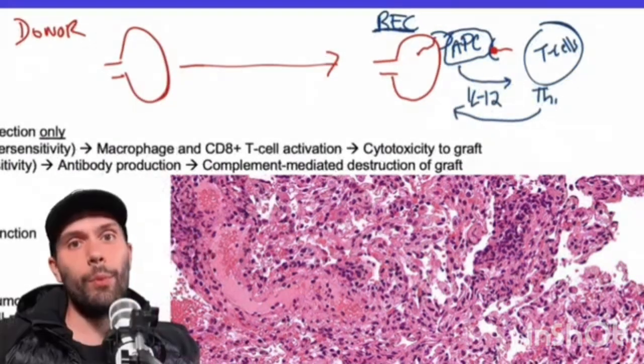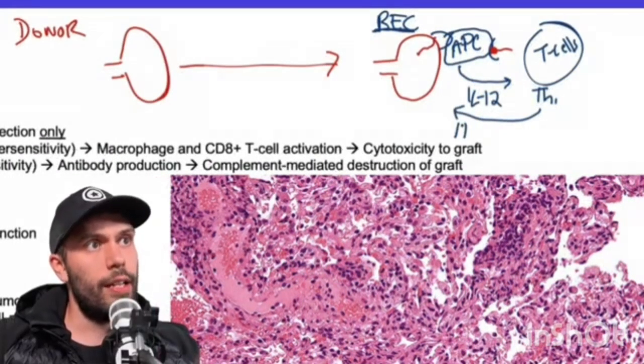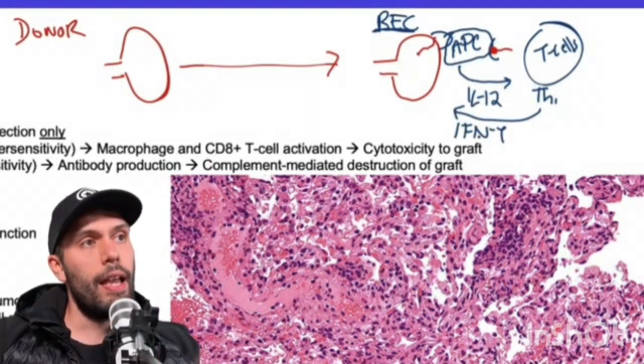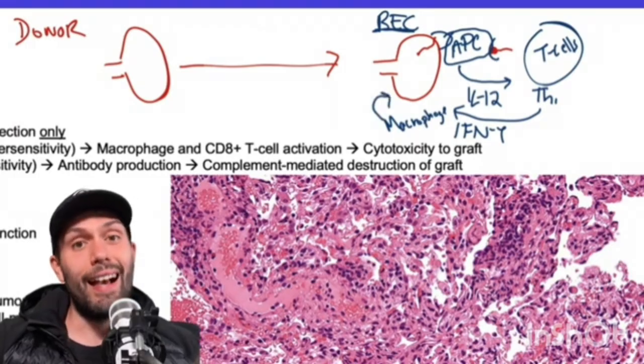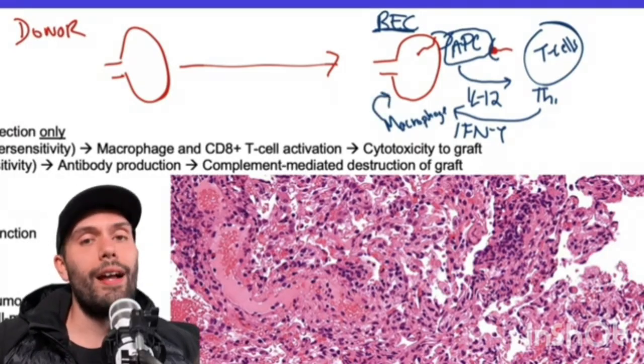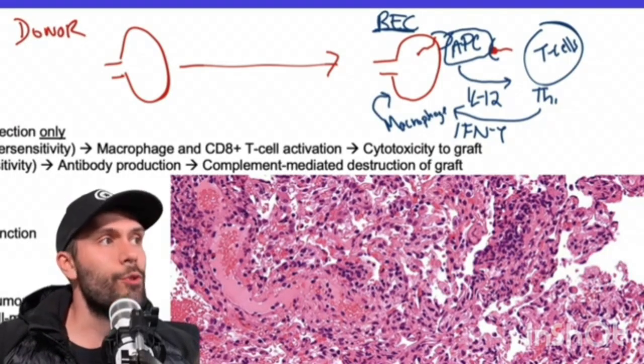And then what's that T helper 1 cell going to do? It's going to release interferon gamma, right? And that interferon gamma is going to cause macrophage activation. And what are these macrophages going to do? They're going to go and attack that tissue, okay? But again, this whole process takes time, right? This T cell response takes time.